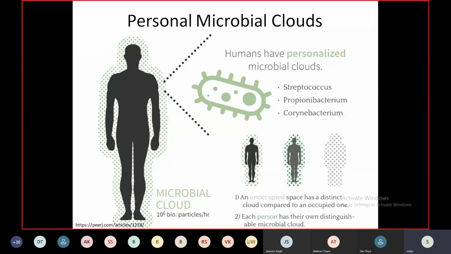Now, another interesting concept that has evolved in the last couple of years is the idea of a human personalized microbial cloud. This theory believes that humans emit their own personal microbial cloud at the rate of 10 to the power 6 biological particles per hour. Airborne microbes we emit into the air are being referred to as a microbial cloud. Now you can understand that such a conclusion opens up the possibility of employing this aspect in forensics, for example, to track a person, if it's actually a signature for the particular person.